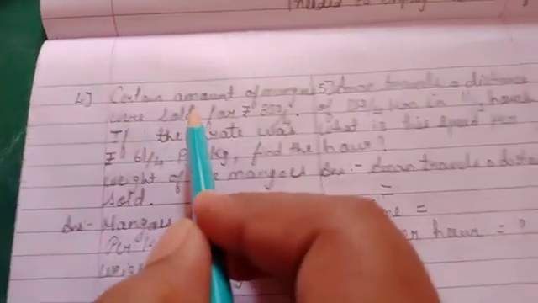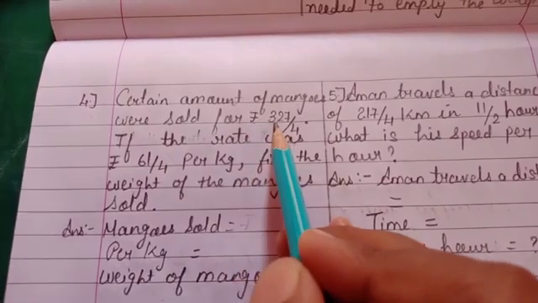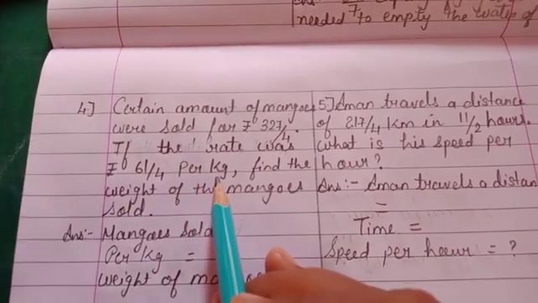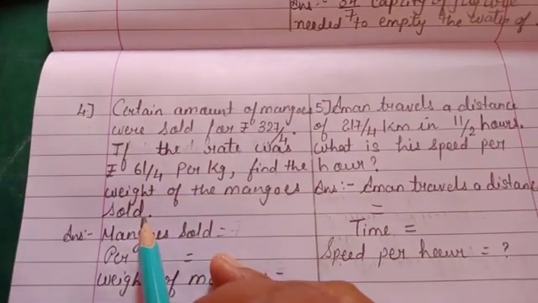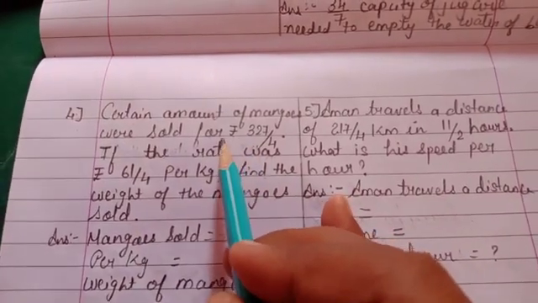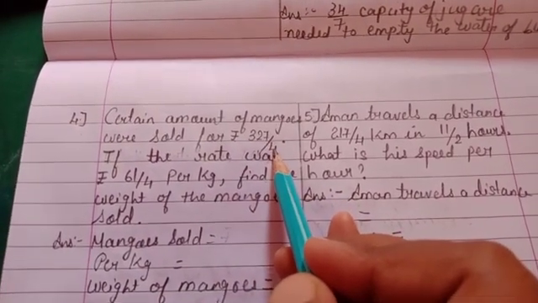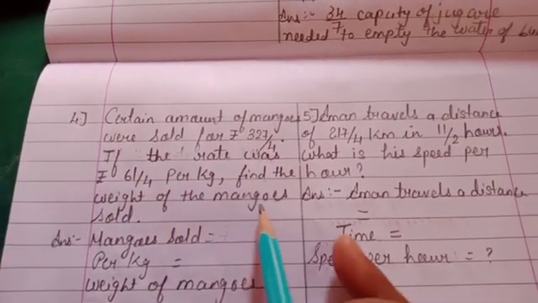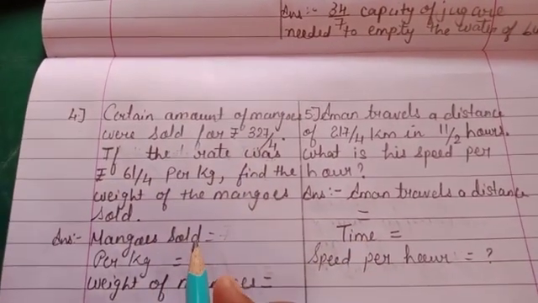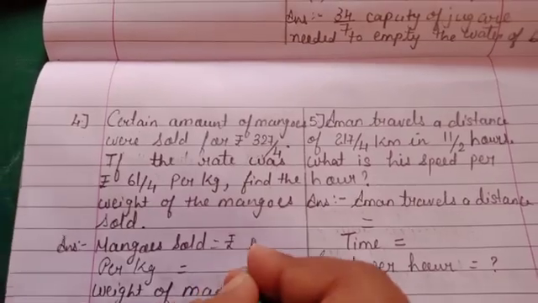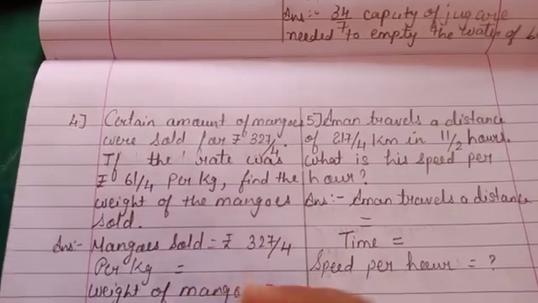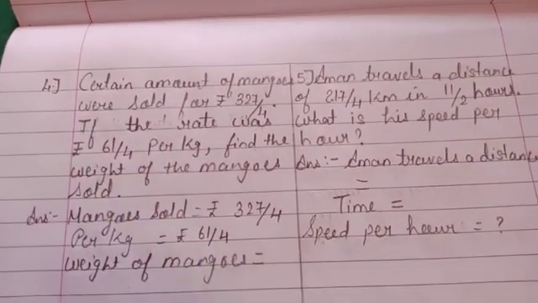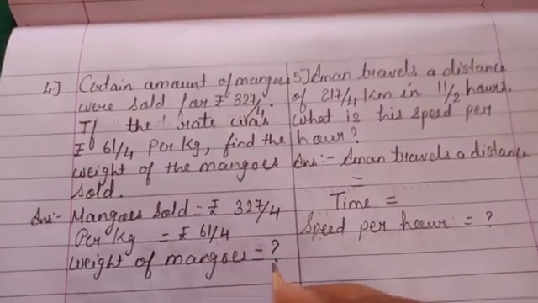Number 4. A certain amount of mangoes were sold for rupees 327 upon 4. If the rate was rupees 61 upon 4 per kg, find the weight of the mangoes sold. Okay, so they are selling the mangoes and they get rupees 327 upon 4. And the rate per kg was 61 upon 4. So we have to find out the weight of the mangoes sold. So the mangoes sold earn 327 upon 4 rupees, and per kg is rupees 61 upon 4, and we have to find the weight of the mangoes, that is the question mark.